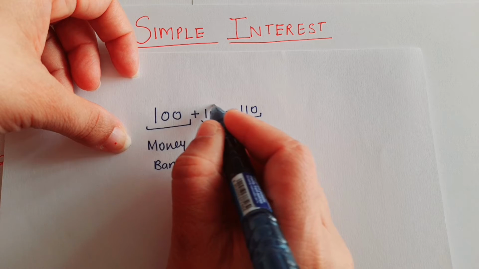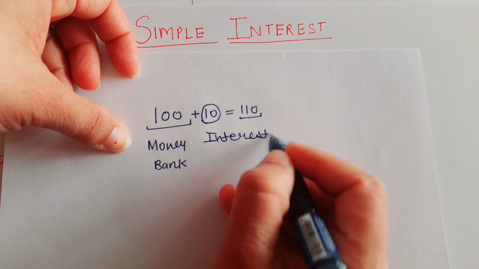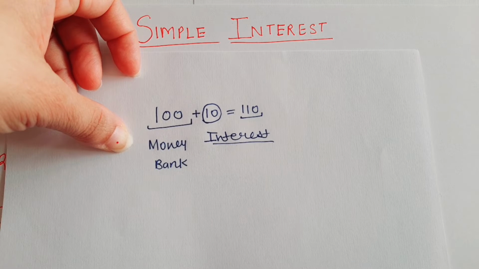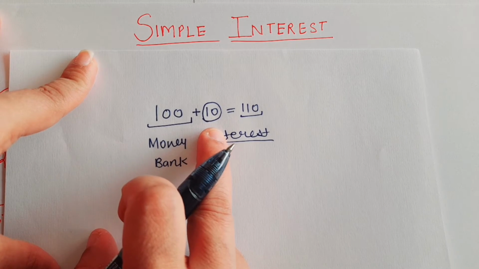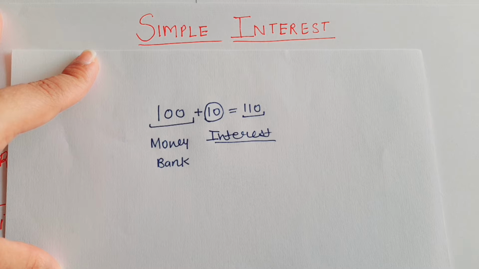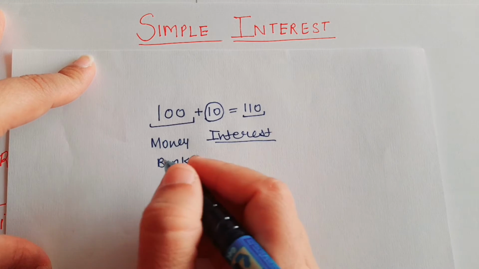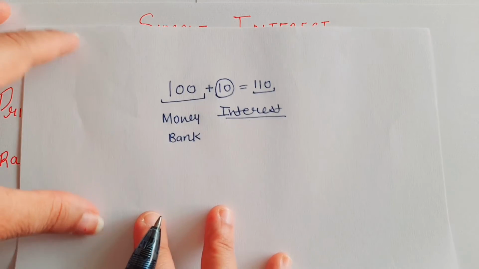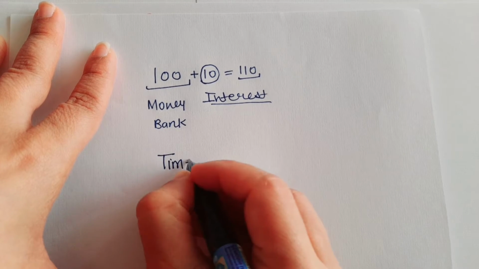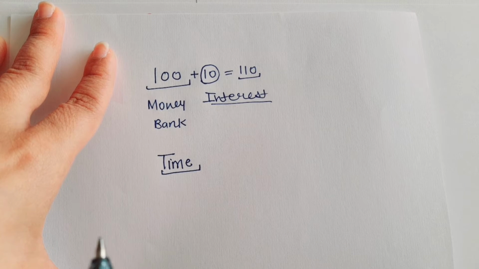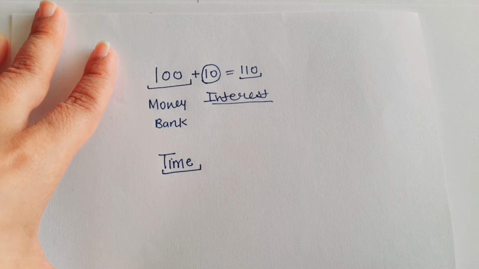So what is this 10? This is called interest, okay? When someone wants to borrow money, why will someone lend money? If he will get something extra only, then he will give. So what is that extra? That extra is called interest, okay? So on which factor does interest depend? Interest depends on time. If you give it for more time, you will get more interest. If you give it for less time, you will get less interest, okay?